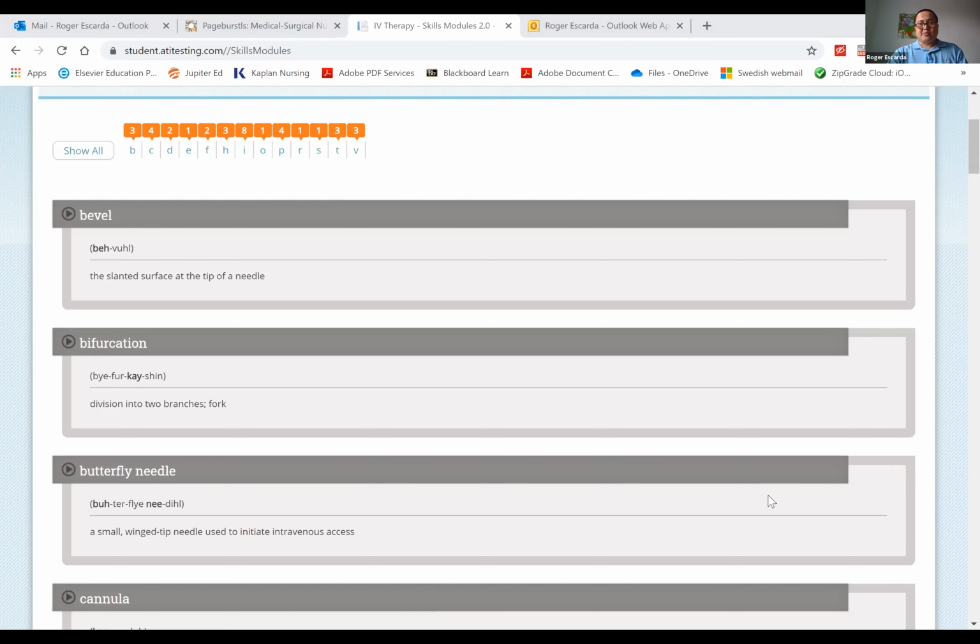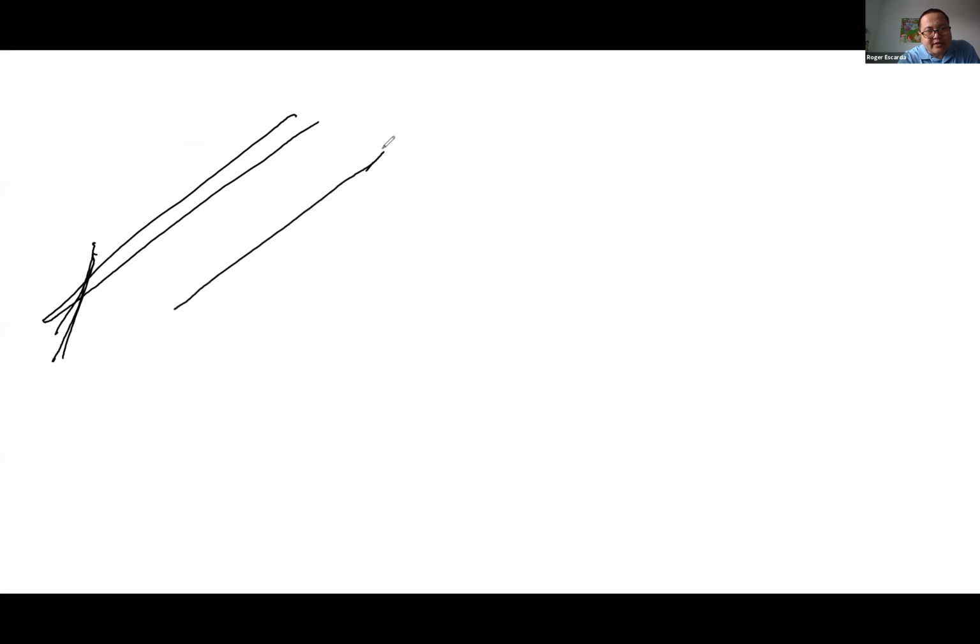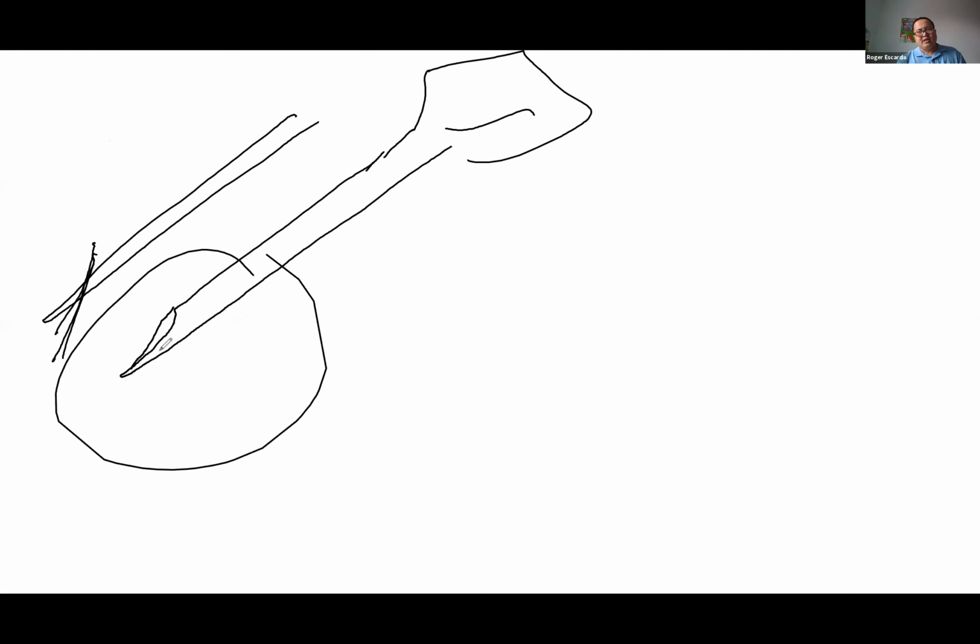Do you see my whiteboard? Probably not. Okay. Do you see it now? Yes. All right. So if this is a piece of steel, what they did is cut it right here, make a slice. So therefore the needle now looks like this, the tip. So this opening here, this is now the bevel. Does that make sense? Yes, it does. So this right here is called the bevel.